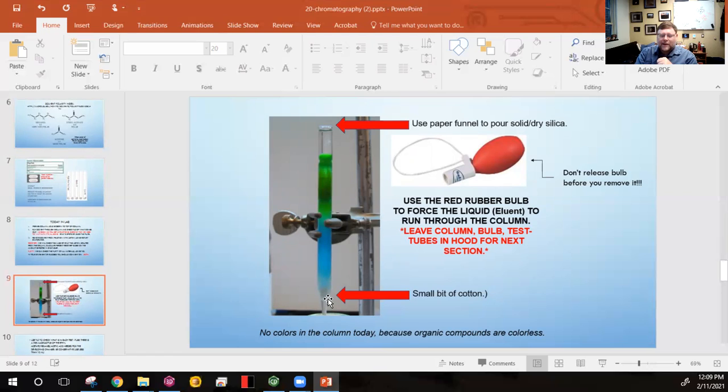You put a little bit of cotton here in the column, right? So this is a close-up of a pipette. If you don't put this little plug of cotton there, when you pour your silica gel in, it'll just flow through the pipette and go out the bottom. So you got to have something there to hold the silica gel in. And you're going to push the solvent through with a pipette ball. You'll figure that out once you get in.